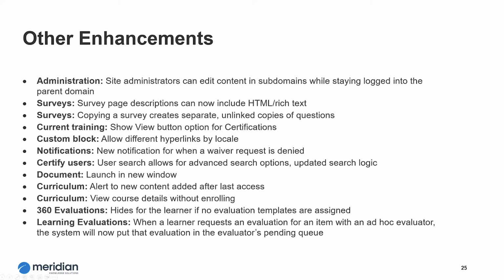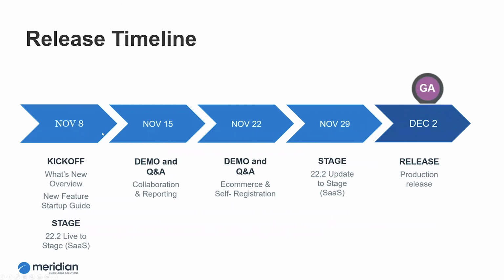All right, just a quick reminder about timelines. Now that we've gone back through what's available, next week we're going to go back into the collaboration stuff in detail. The way we typically do this, we'll do this overview, but then we'll actually get into the application itself, do a live demo on the collaboration and any reporting, and then any other questions we have on some of the miscellaneous enhancements. And then we'll set aside the following week to really focus in on the e-commerce and self-registration enhancements as well.